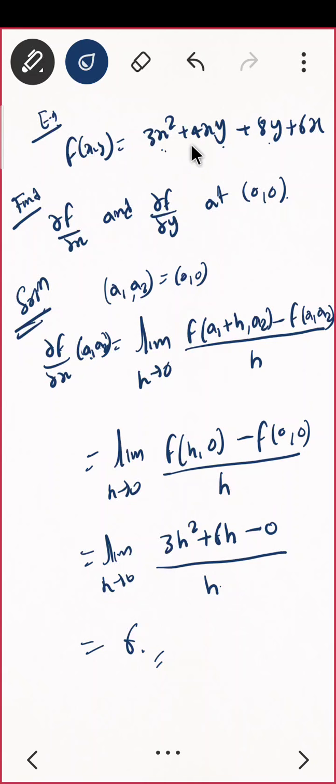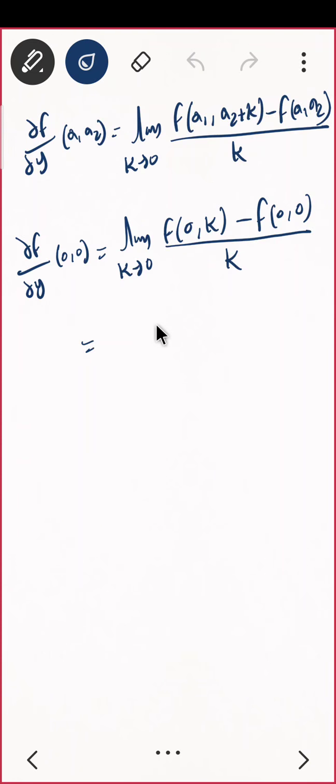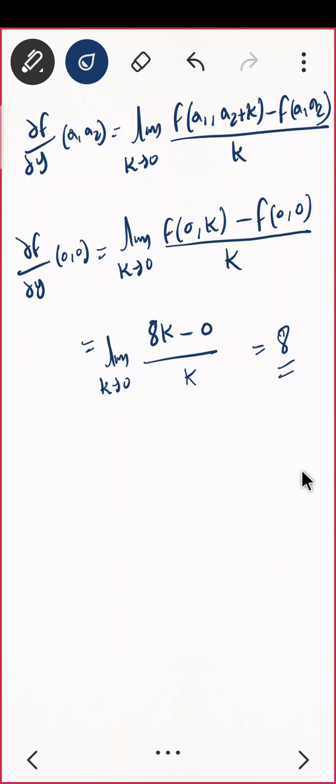So I'll be this 0, this 0. I'll just remain with 8k. So it will be 8k, sorry, limit k tending to 0, (8k minus 0) upon k. So the answer is 8. Do you agree? So you have both f_x and f_y, that is what you had to find out. Okay? Is it clear?